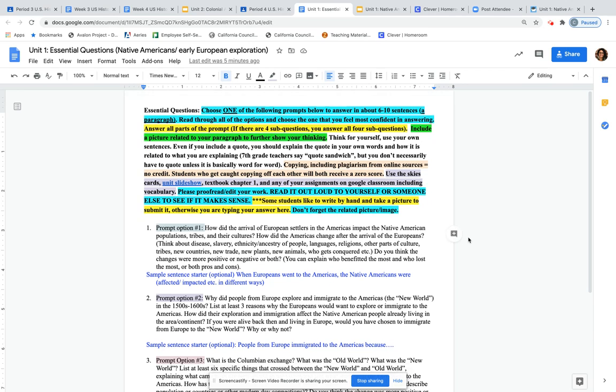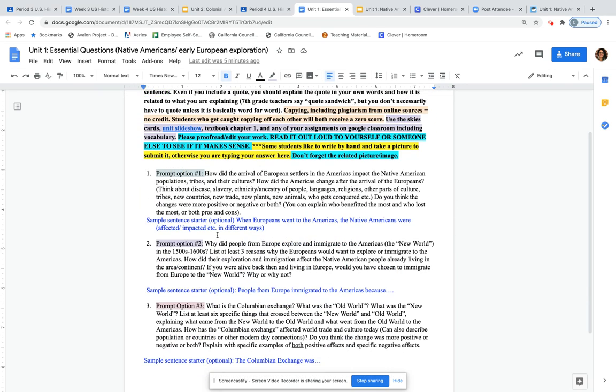So you only pick one of these prompts. And in order to have a complete paragraph, you answer one question at a time in that order. And your paragraph ends not just with a summary of things you've been learning in class, but with an opinion, your specific opinion. There are sample sentence starters here. You don't have to use them at all. It's totally up to you.